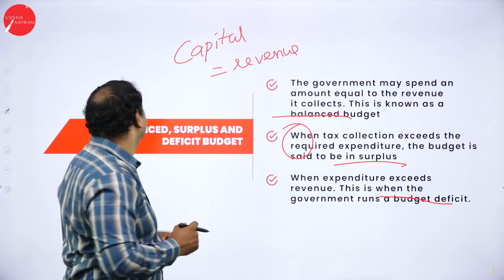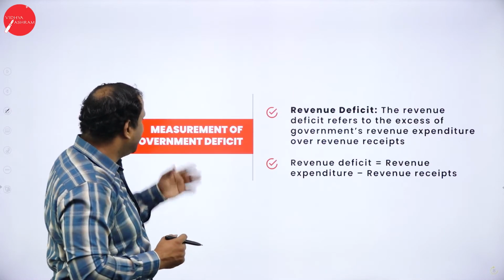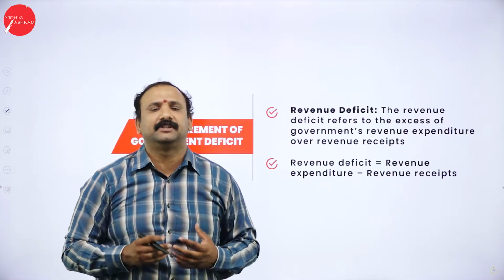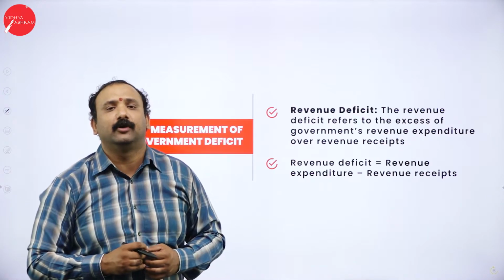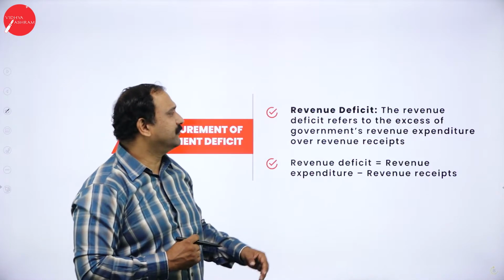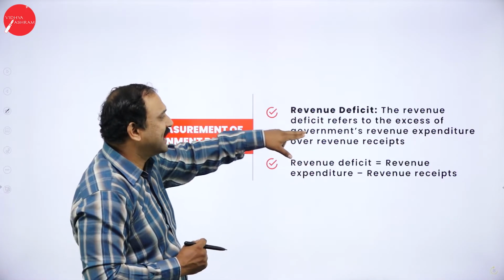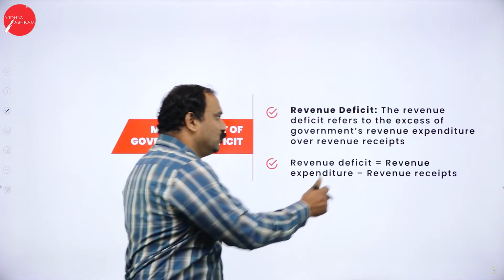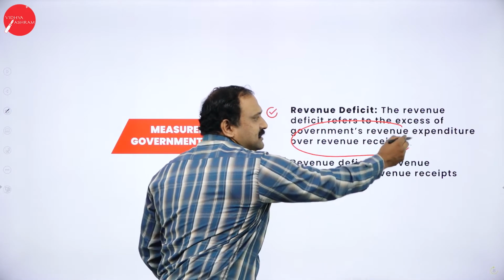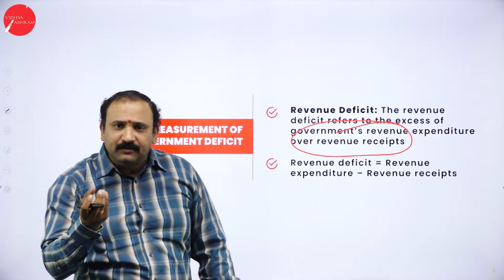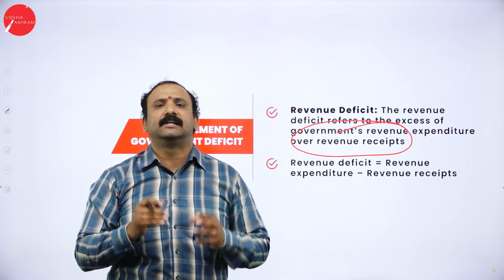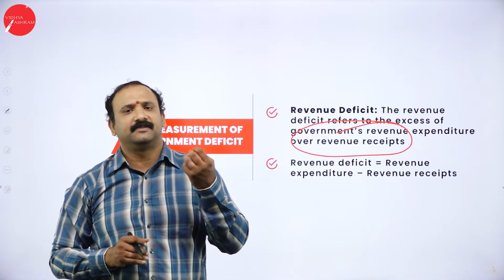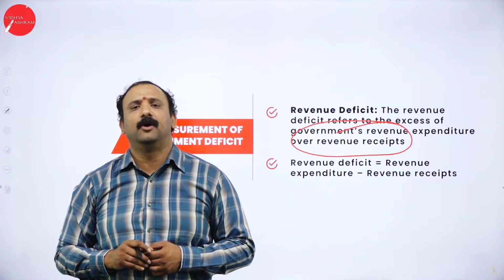Now moving forward: measurement of government deficit. How do you measure the deficit? How do you measure the shortcomings in the government? You have the revenue deficit, which refers to the excess of government revenue expenditure over receipts. You know that the government is making some money in terms of receipts, because of taxation, because of sales, because of some kind of income coming into the government's hands.